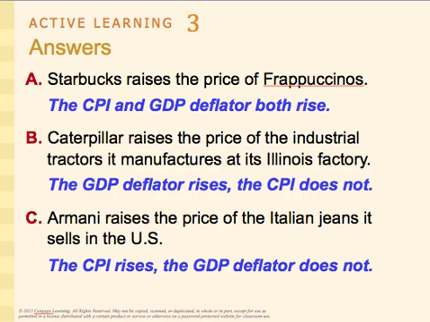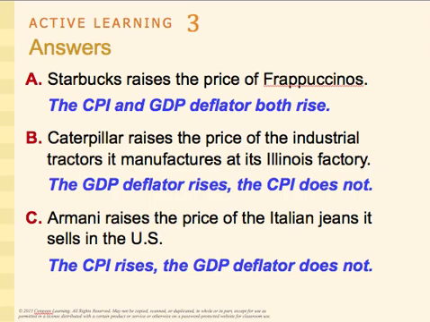Armani raises the price of Italian jeans it sells in the U.S. CPI will account for this because it's looking at the consumer price index. It's looking at the price of things like Armani jeans at American retailers. For GDP, there's nowhere to put that. They may already have Armani jeans in stock, and if they sold them, it would be consumption. But the deflator is not going to account for the fact that Armani just raised the prices unless they actually sell them. So again, in A, Frappuccinos are produced in the U.S., so their prices are part of the GDP deflator. They are purchased by consumers, so their prices are part of CPI. Hence, an increase in the price of Frappuccinos causes both CPI and the GDP deflator to increase.